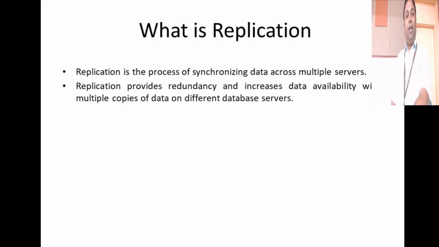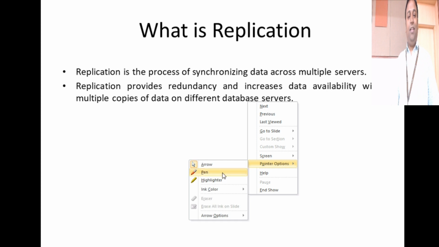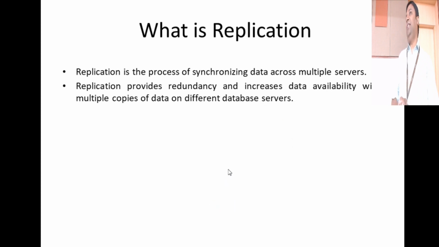Today's discussion is on replication in MongoDB. So what is replication? We have seen this definition many times, but again let us recollect. What is replication? It is the process of synchronizing data across multiple servers. Or in other words, we can say having the same copy of data in multiple servers. So replication provides redundancy and increases data availability with multiple copies of the same data.